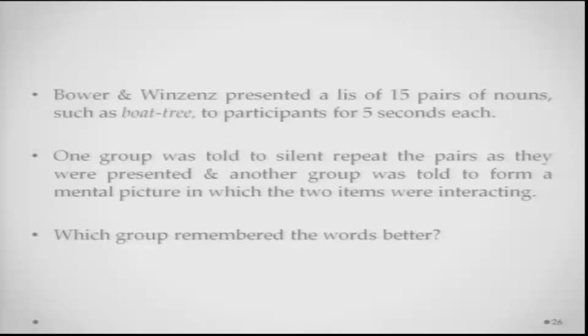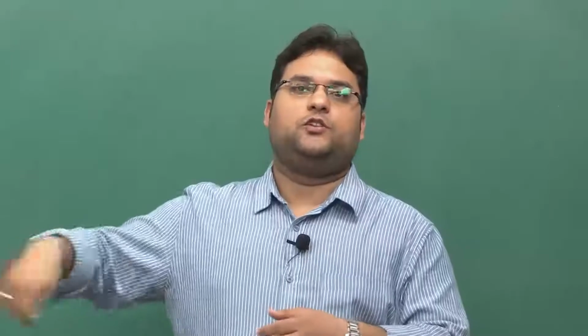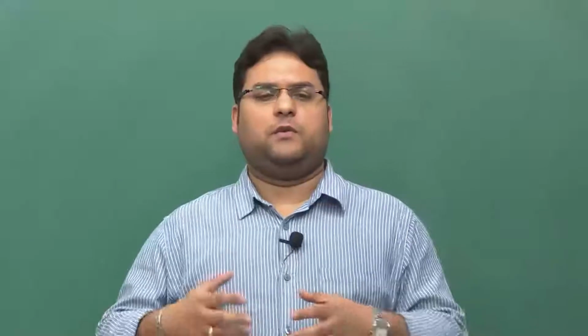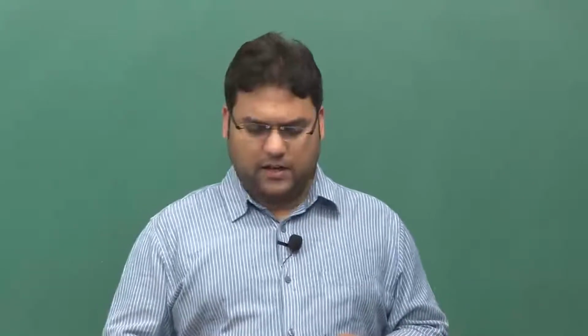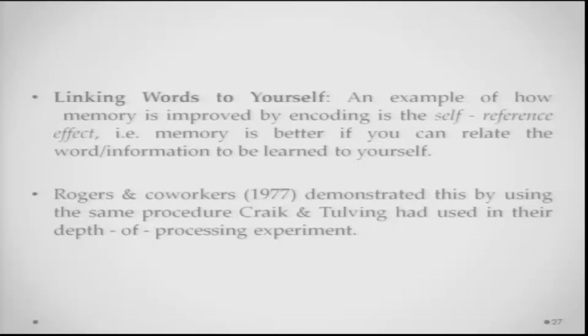Bower and Winzenz presented a list of 15 pairs of nouns, such as boat, tree, to participants for 5 seconds each. One group was told to silently repeat the pairs as they were presented, and the other group was told to form a mental picture in which the two items were interacting. So you might imagine a boat tied to a tree in the second case, while you might just be repeating boat, tree in the first case. Which group do you think would have remembered the words better? Certainly the second group.